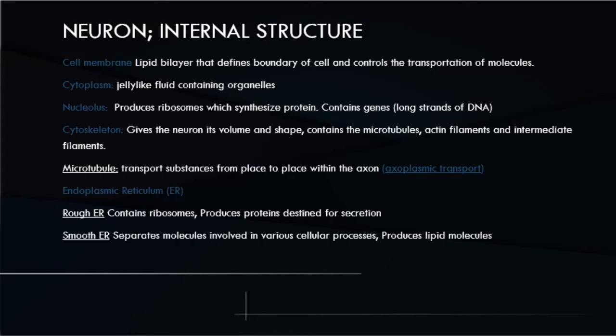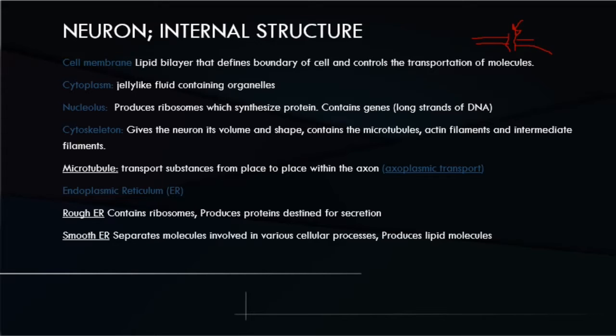So, the internal structures of a neuron. There is the cell membrane, just like all the other cells of the body have membranes. It's a lipid bilayer that defines the boundary of the cell and controls the transportation of molecules in and out of the neuron. And it's actually very important and complicated. Later we'll get to how there are different channels, like little doors that either open or not, depending on what they want to allow into the neuron or not.